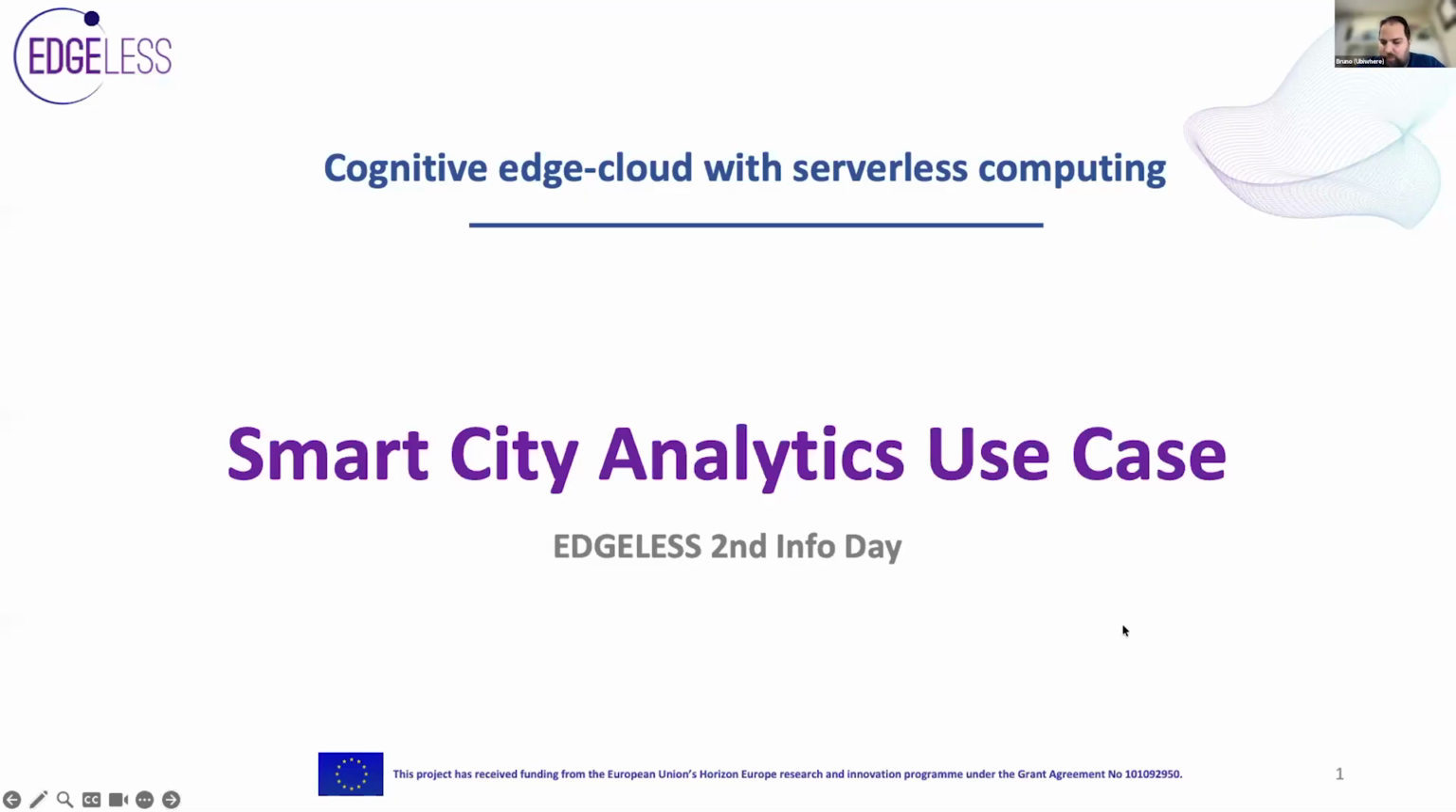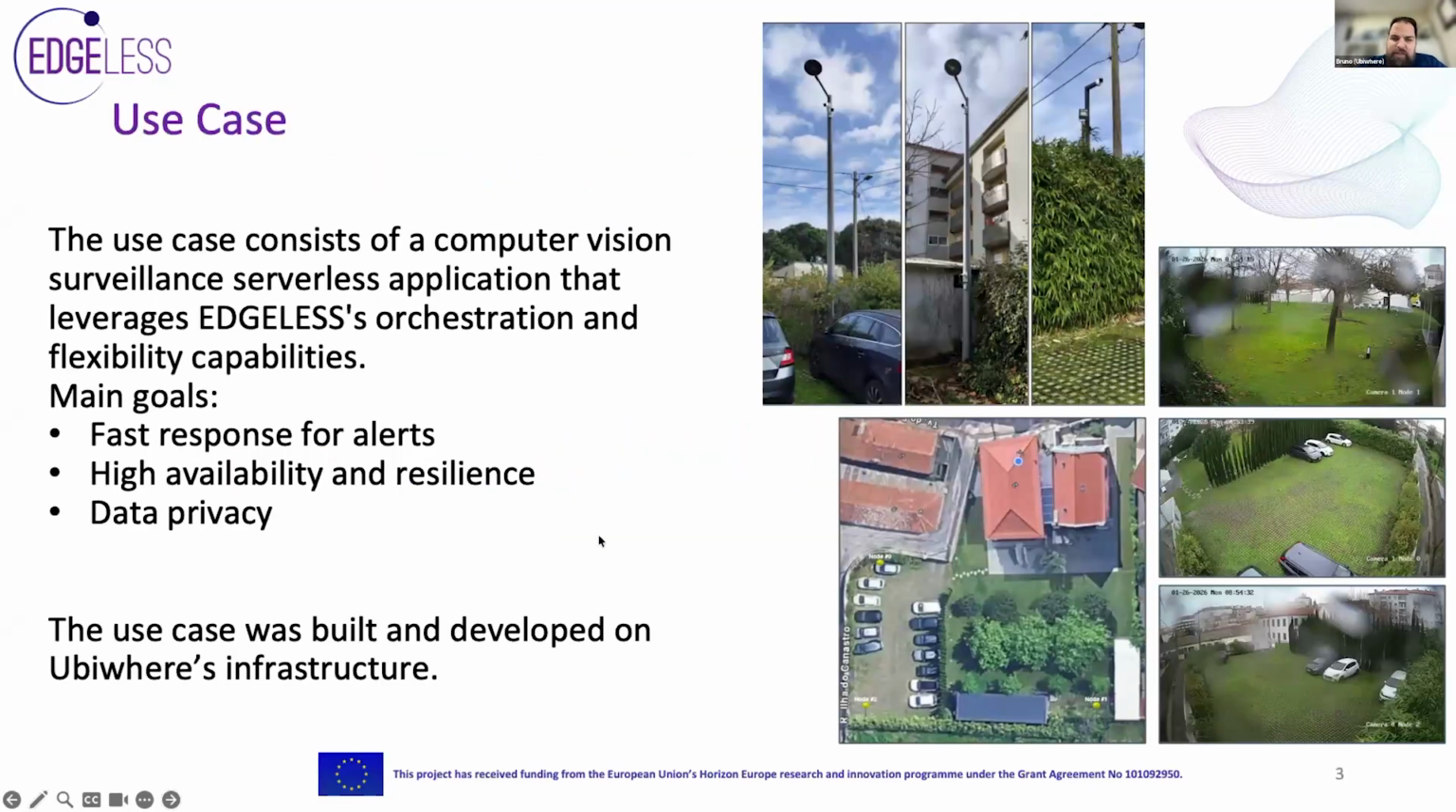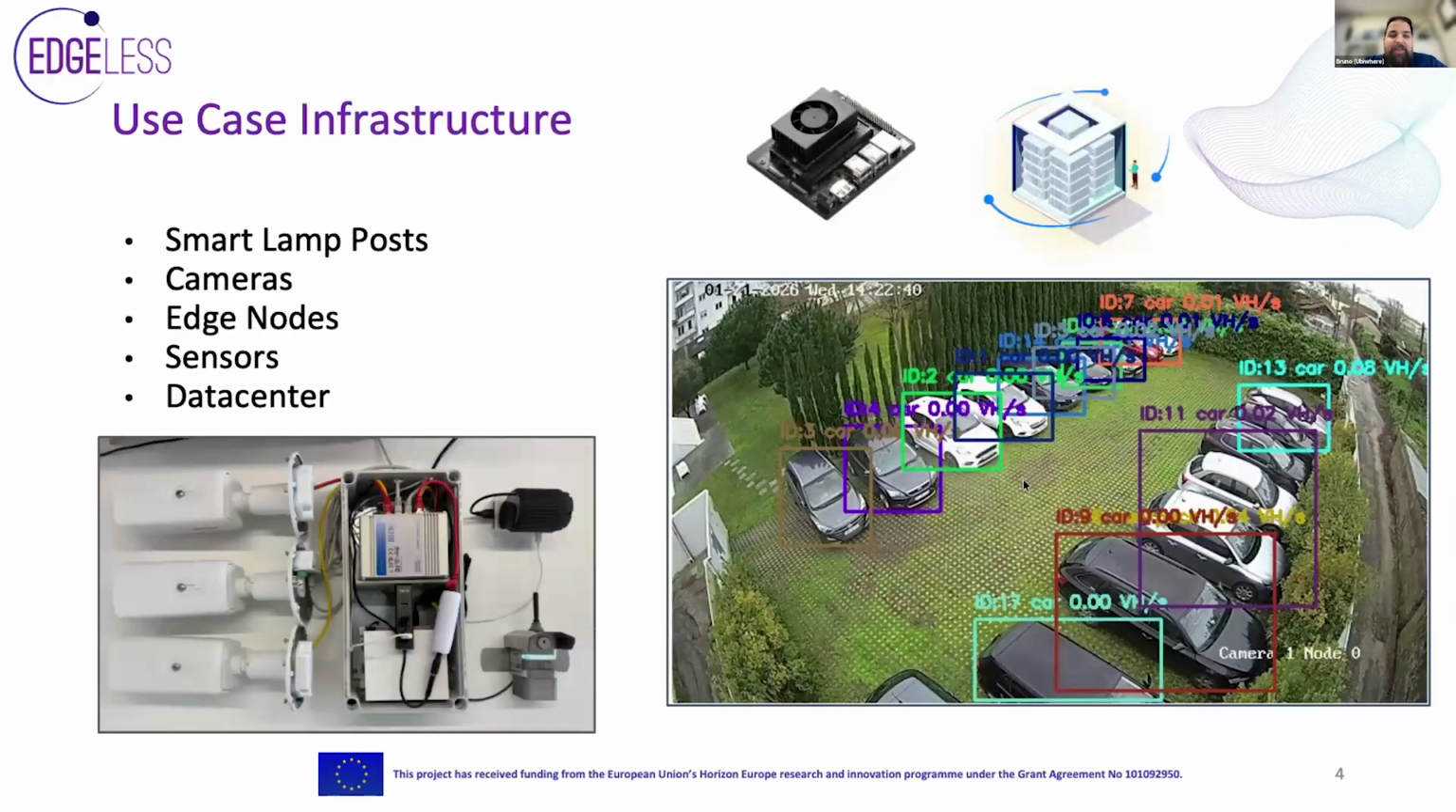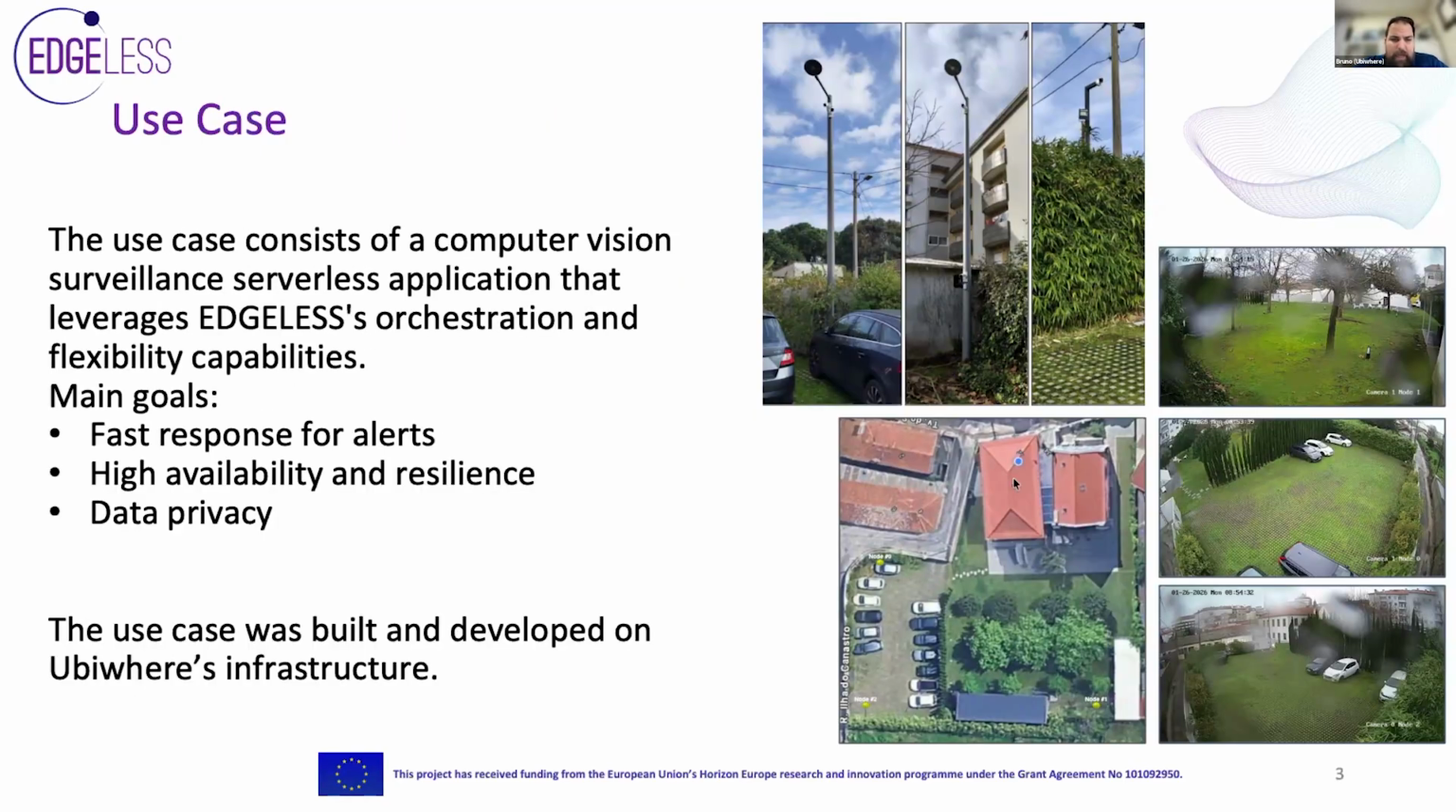I'm Bruno from Ubiware, and we were part of the Edgeless project as a use case. Our use case for the smart city analytics consists of computer vision systems, surveillance, that leverages Edgeless orchestration and flexibility. Our main goals were fast response, high availability and resilience, and that's very important, and data privacy.